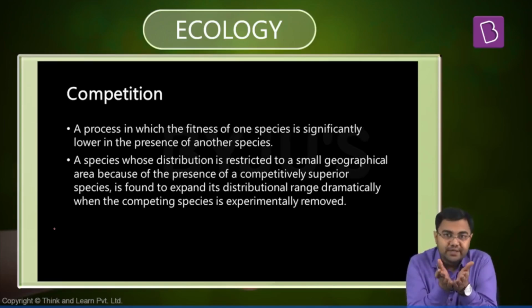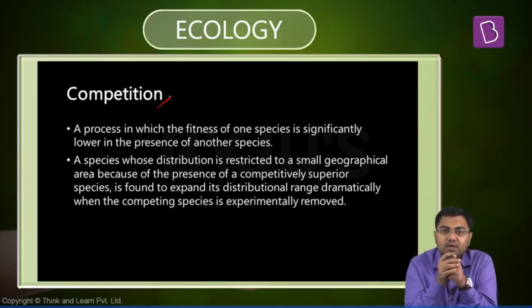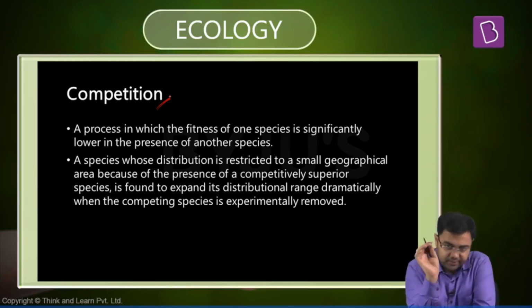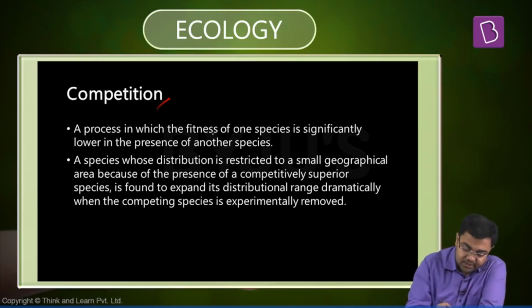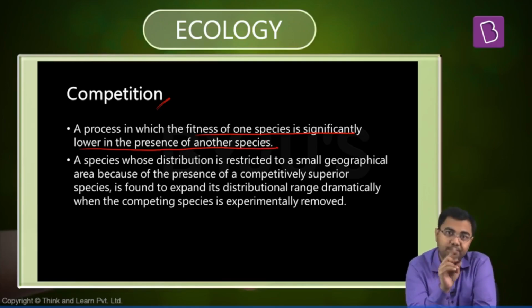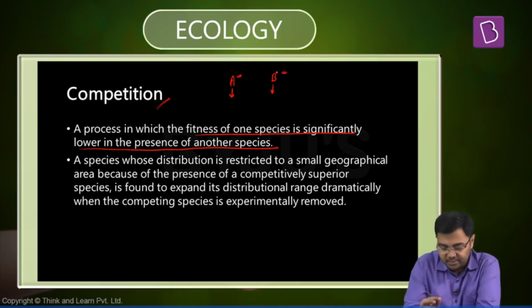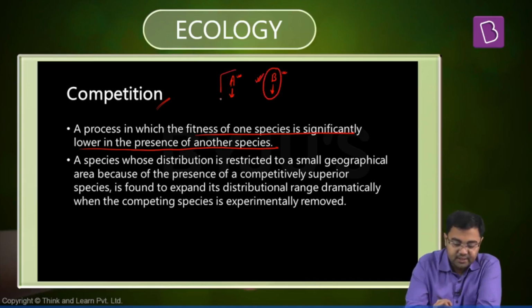Now the next kind of interaction that we observe in nature is competition. Now what is this interaction, competition? So the very first thing, please understand that a process in which the fitness of one species is significantly lower in the presence of another species is called competition. Now what happens is, there are two organisms A and B. Their food requirements are the same. For A and for B, the food requirements are the same, but the fitness of B is much greater than the fitness of A.